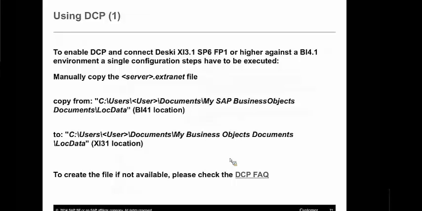If you don't have this servername.extranet file, you can create it by doing a three-tier logon into Web Intelligence once. That will create the servername.extranet file. And if you don't have the insight on exactly how to pull this off, there's a DCP frequently asked questions document which clearly states all the steps that are required to enable this. It can be found by the link provided.